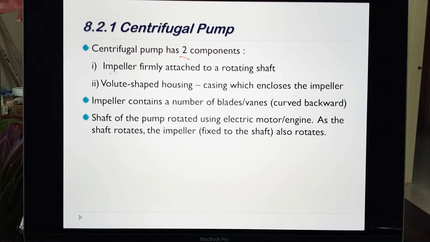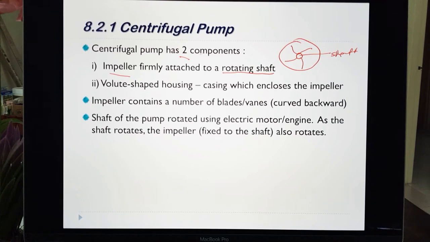So one is the impeller, which is firmly attached to a rotating shaft. You can imagine this like a standing fan. You have a standing fan like this, with the rotating shaft at the center, and after that we have the impeller. This is how it looks. This impeller will rotate when the shaft is rotating. However, if there is no rotation from the shaft, of course the impeller is not going to rotate.